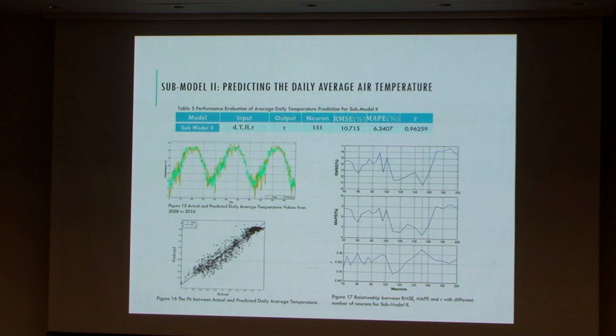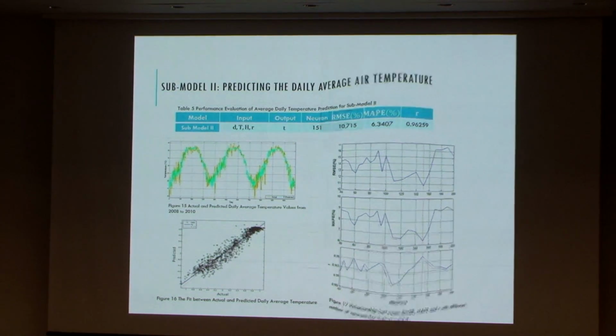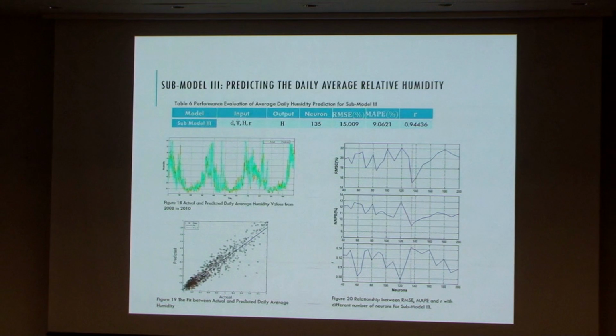So here is the performance, and here you can see the predicted and real data, and here is the fit between the predicted and real data, and here is the performance. At around 151, we got the best combination. Here is to predict the humidity, and you can see at almost 130 or 135, I get the best result.